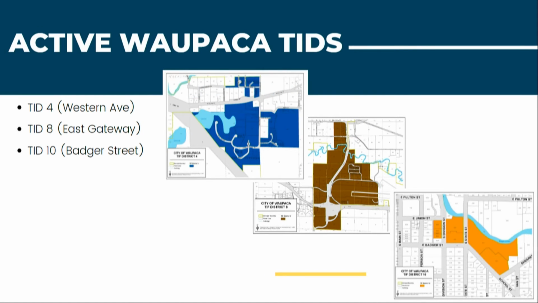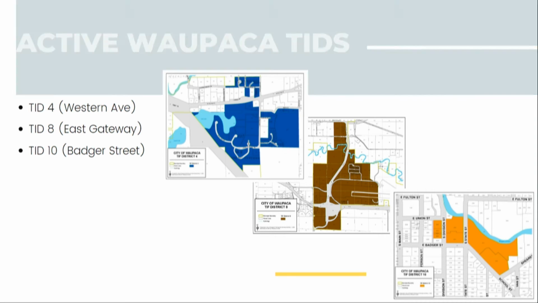Active Waupaca TIDs. We have less and less. Not too long ago, just a couple months ago, this list was 6 bullet points long, and now we're at 3. TID 4, which is at the Western Avenue, McDonald's area. TID 8, the East Gateway District. TID 10, which is Badger Street, a much smaller TID. Angelus Apartments, St. Mary's Church, Rec Center, that area.